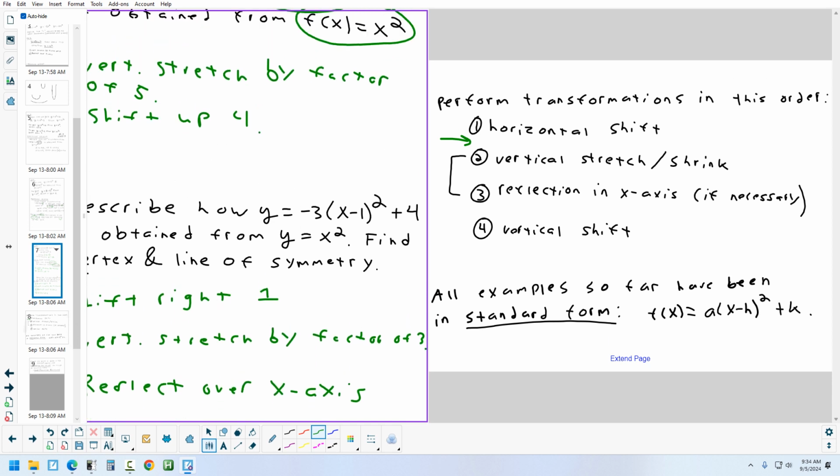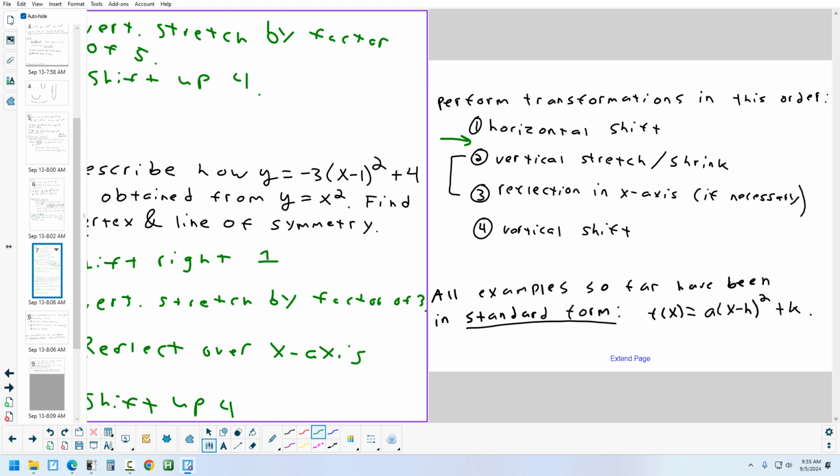Trying to scroll over here. Guess I'm not going to do that now. Okay.